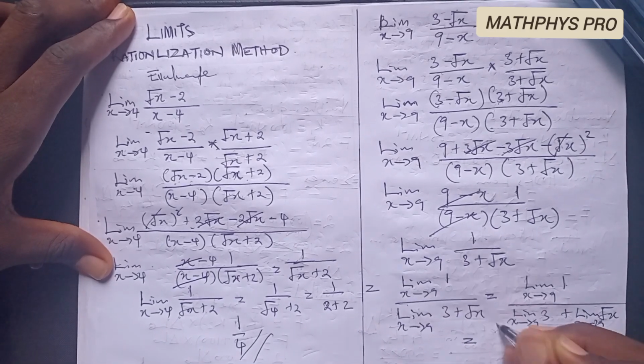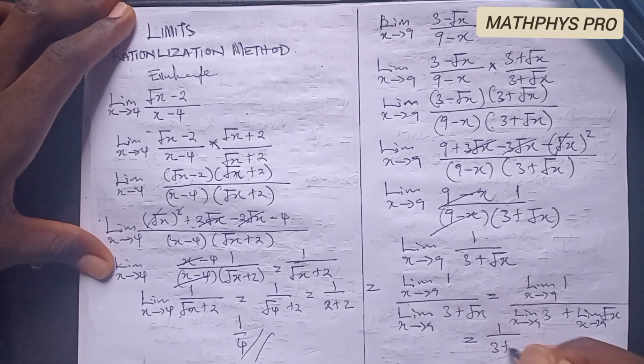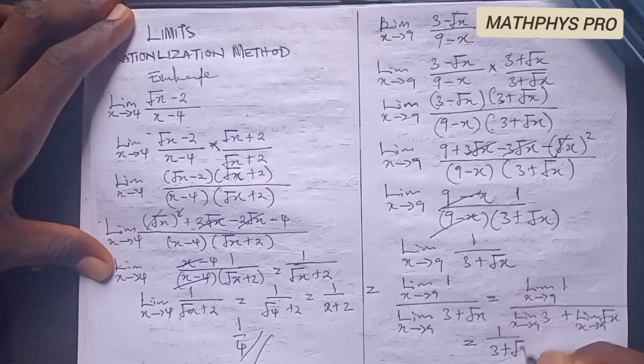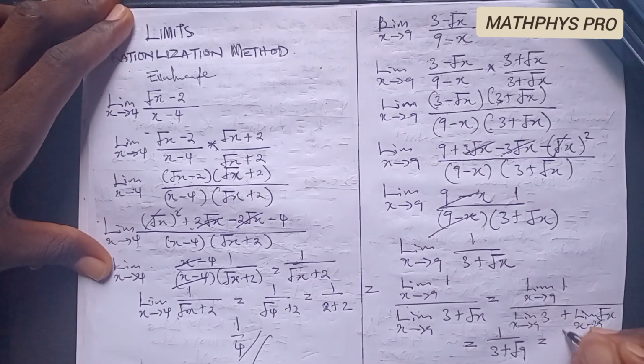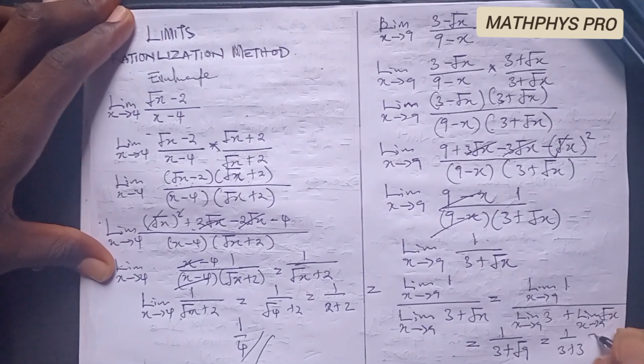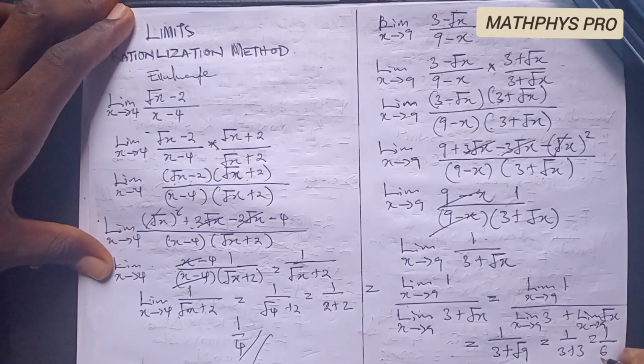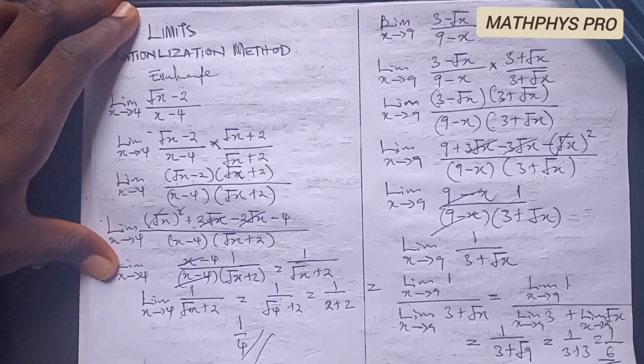So this is equal to what? 1 over 3 plus root 9. Root 9 is the same thing as what? 3. So we have 1 over 3 plus 3, which is 1 over 6. 1 over 6 is our answer.